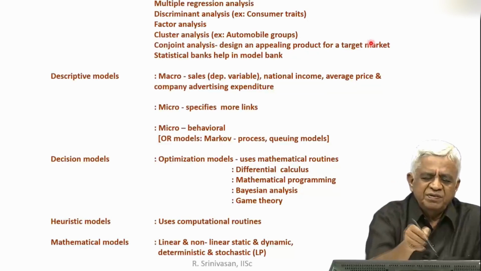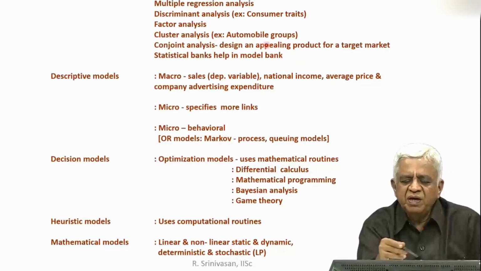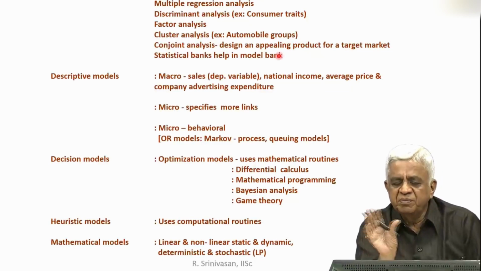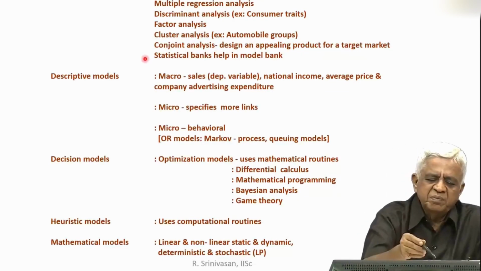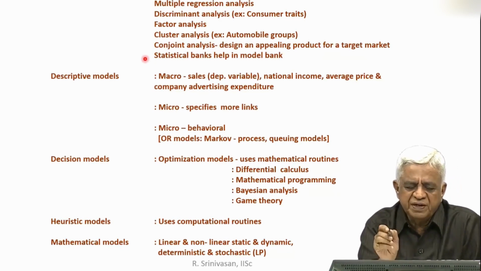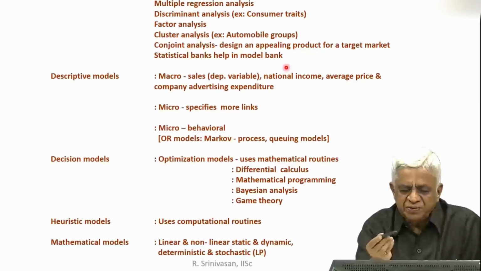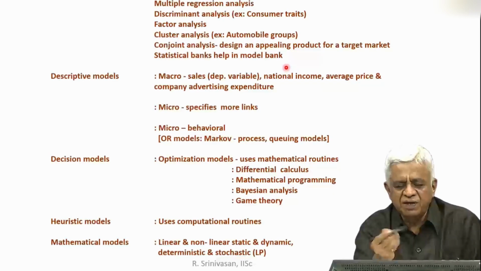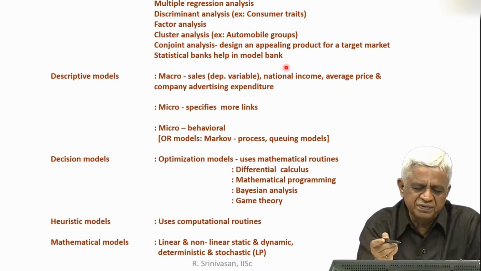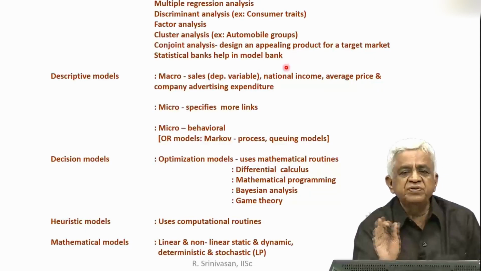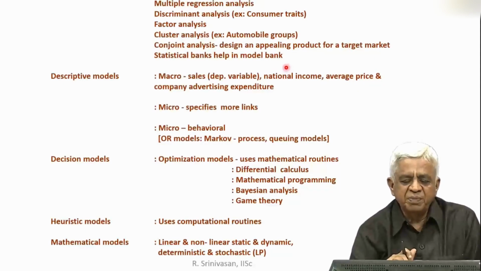So basically these are statistical banks which we make use of to analyze a market. The objective of the statistical bank is to help in analysis of the market. What has been listed here is some of the different types of analysis that can be done. So these are used depending on the situation that you are going to encounter. So you may use a multiple regression analysis or a discriminant analysis or a factor analysis or a cluster analysis or a conjoint analysis depending on the type of situation that presents itself to you in the marketplace.